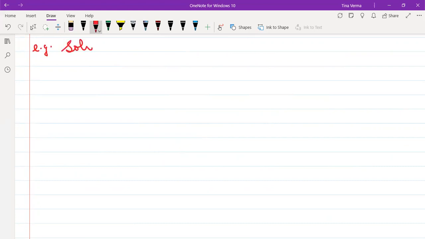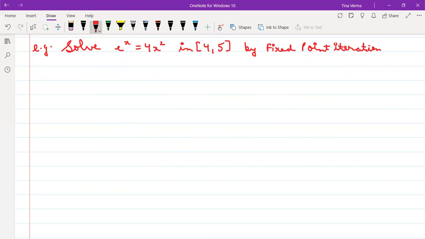That you have to solve, e raised to the power x is equal to 4x square in the interval 4 to 5 by fixed point iteration method. So now this is your function f of x, that is e raised to the power x minus 4x square equal to 0, right? Now we have to solve this function by fixed point.